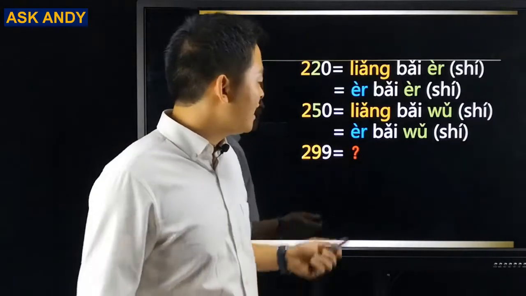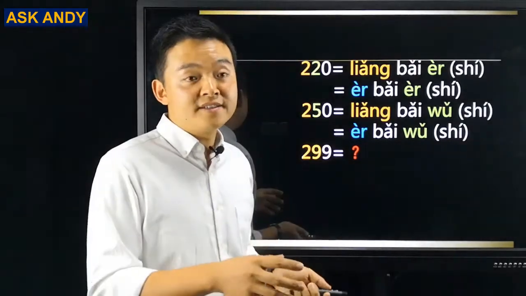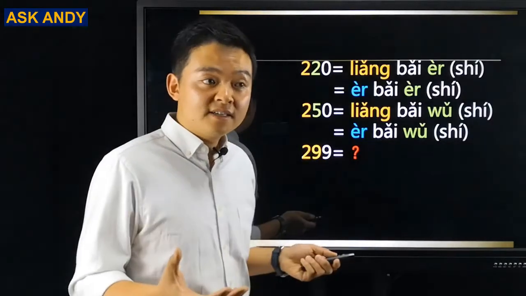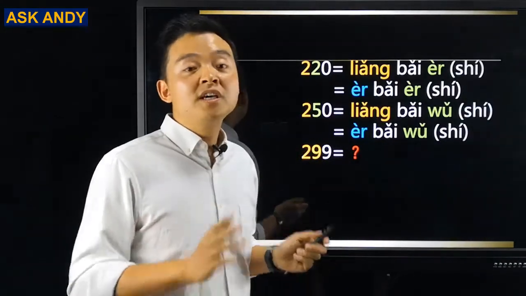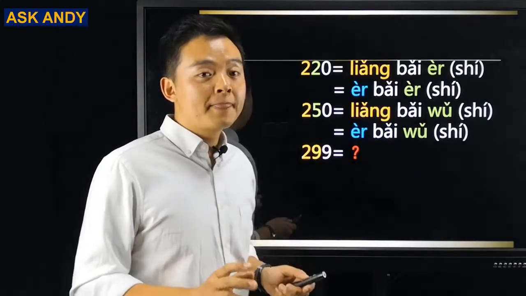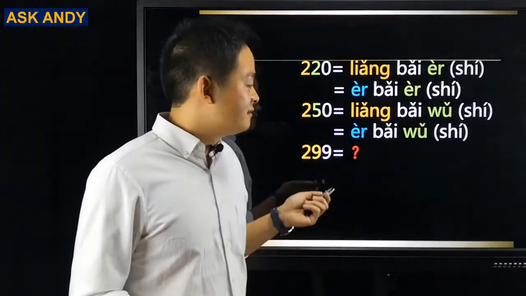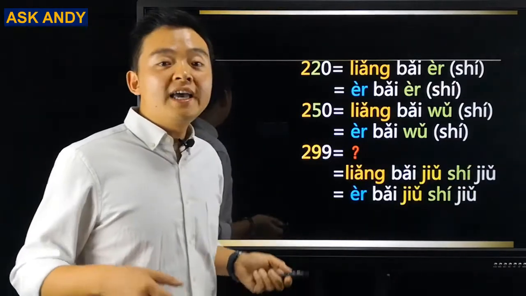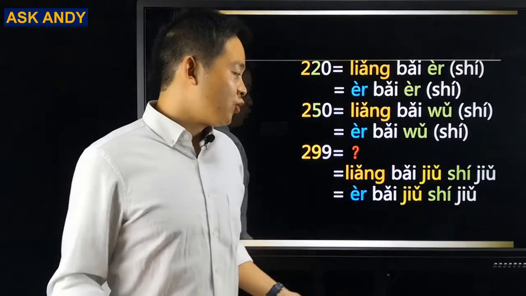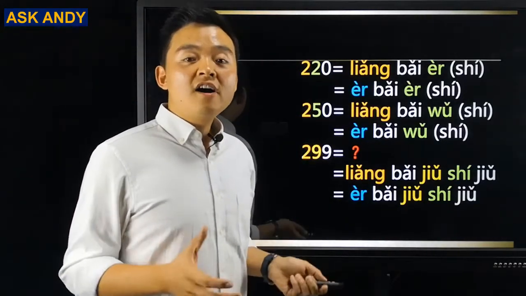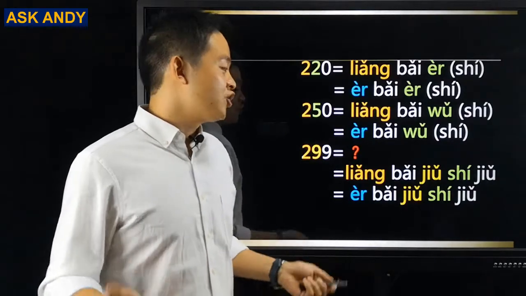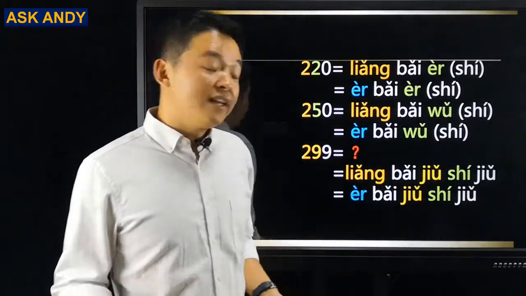So what about this number? 299. So we have another syllable after the 10. So remember, in this case, we can't omit that 10. We need to read it, think about it in your mind. So that will be 209 times 9. So it will be 299, or 299. And then let's move on.